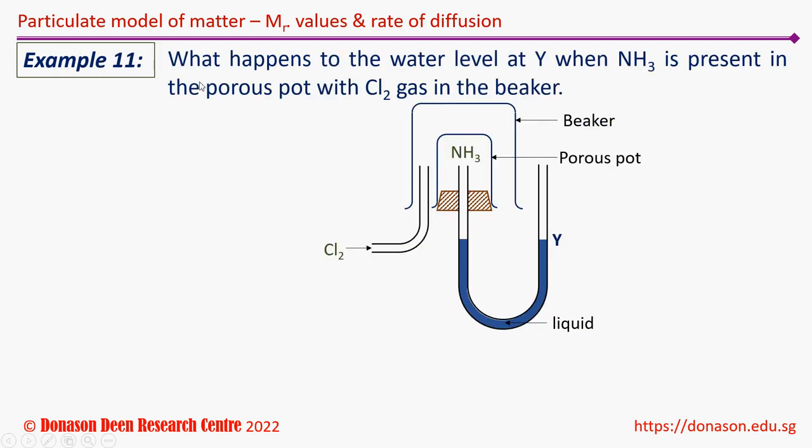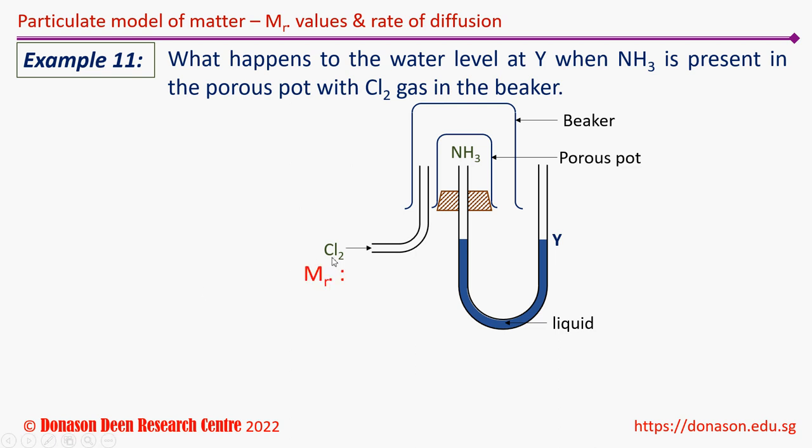Example 11. What happens to the water level at Y, which is on the right-hand side of the limb? But this time, inside the porous pot, we have ammonia gas, NH3, and chlorine gas, which is going to be delivered by the delivery tube into the beaker outside the porous pot. As you might have already guessed, we need to start off with the Mr values for each of the gases.